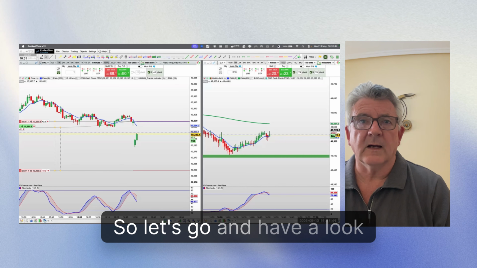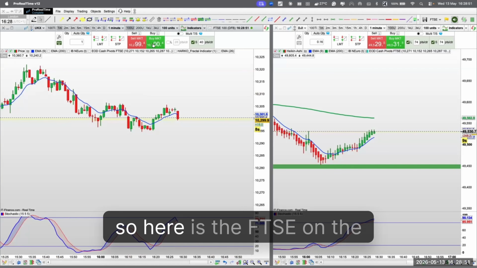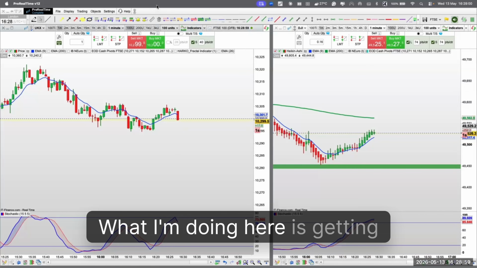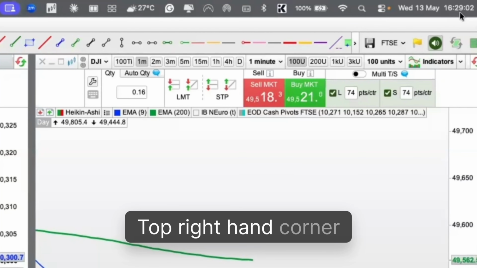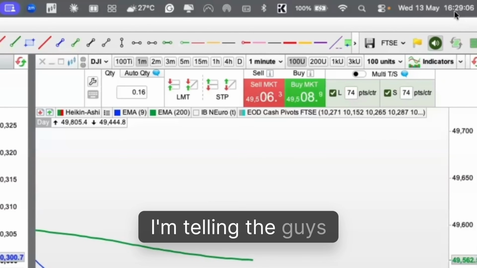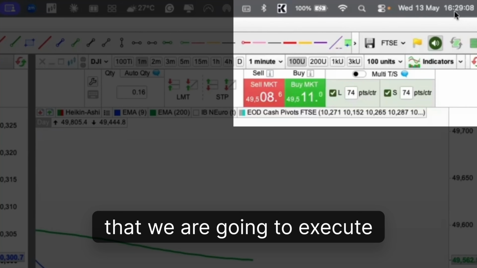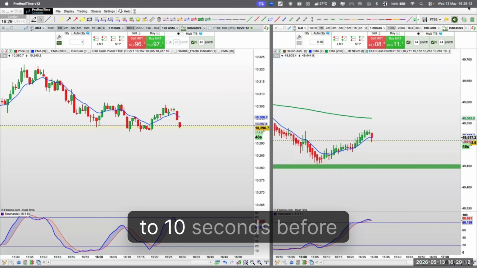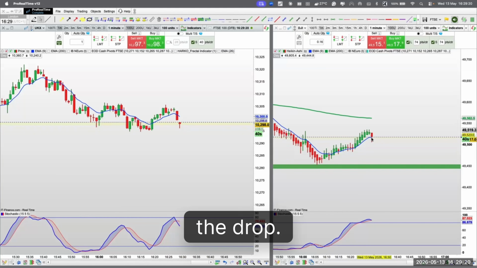So let's go and have a look. Right, so here is the FTSE on the left and the Dow on the right. What I'm doing here is getting everything ready. Top right hand corner is where we're looking at the timer. I'm telling the guys that we are going to execute the trade with about 4 to 10 seconds before drop.